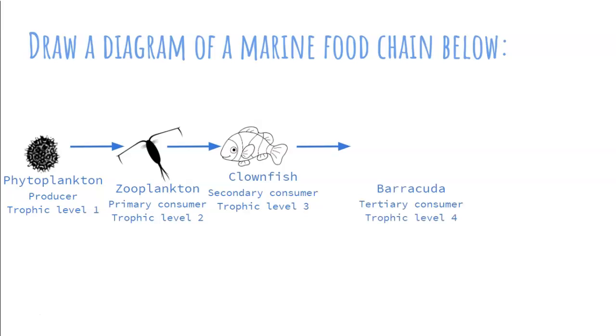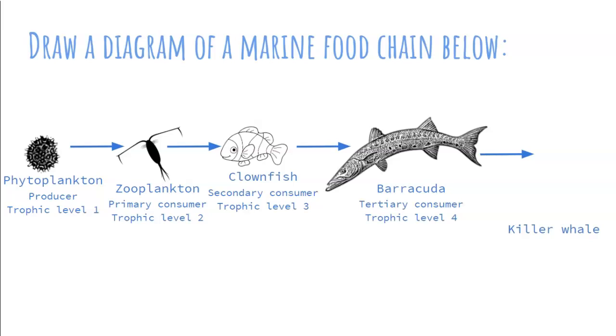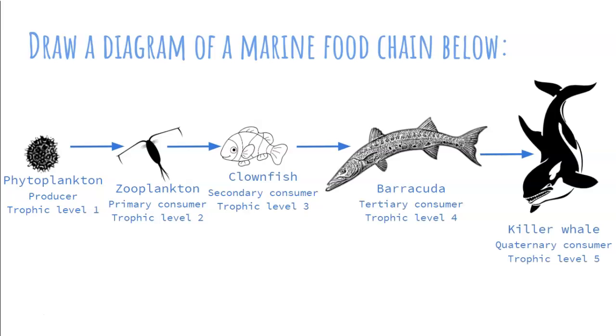Now think Nemo, the barracuda comes and eats those, so it's a tertiary consumer at trophic level 4. But killer whales will eat large fish, even seals and stuff like that, so it will be considered our quaternary consumer, or trophic level 5. So here's a marine food chain.